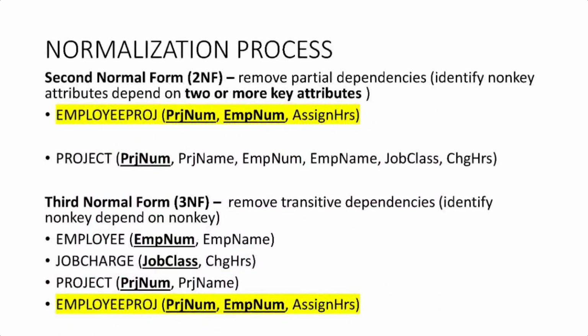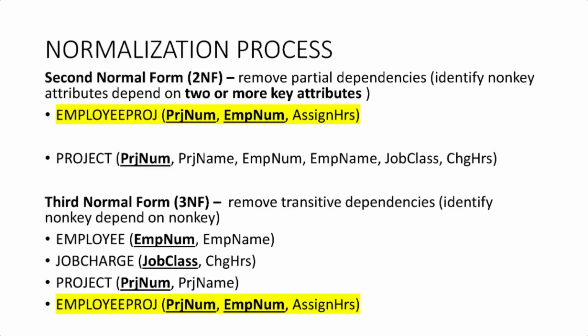We have here second normal form, employee project. The assigned hours is a non-key attribute that depends on employee number, the key attribute, and also project number, the key attribute. These are actually two foreign keys, and together they become the primary key, a composite key. We call it a composite key because it is a combination of two keys, project number and employee number. Assigned hours cannot depend on just one key attribute. It depends on these two key attributes. Therefore, this is what we call partial dependency.